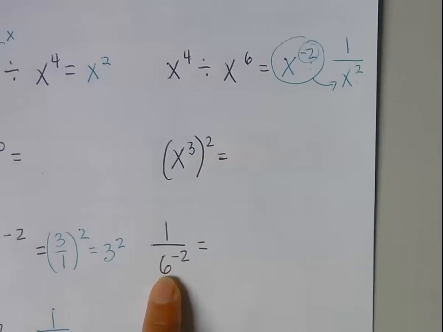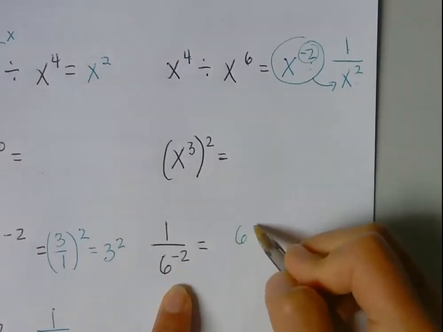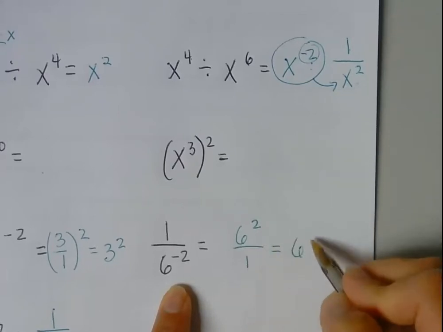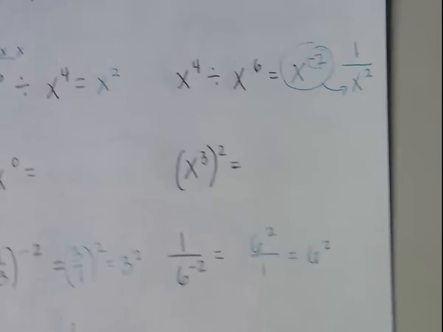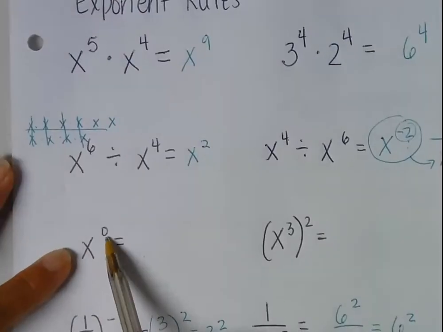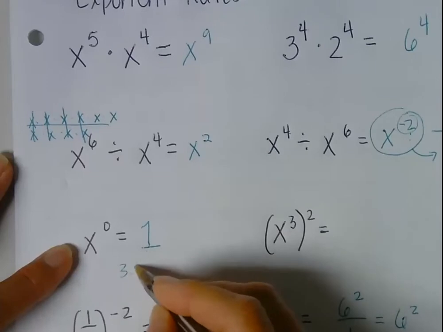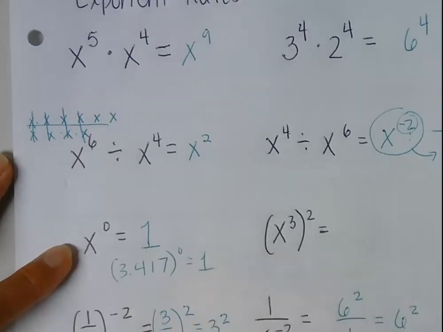Okay, this one, if the negative is on the bottom, then you just flip it and put it on the top, and then the exponent becomes positive over 1. So again, we would just write this as 6 squared because we don't need the 1. Okay, we talked about anything to the 0 power is going to be 1. So any crazy number they give you to the 0 power is going to be 1.